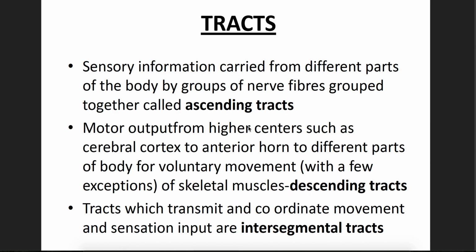Tracts that ascend from the spinal cord upwards, carrying sensory information, are called ascending tracts. Tracts which bring down information from higher centers to the anterior horn of the spinal cord for motor activity, they are called descending tracts. And there are tracts within the spinal cord which connect or act as a midway path, and they are known as intersegmental tracts. So you have ascending tracts, descending tracts, and intersegmental tracts.